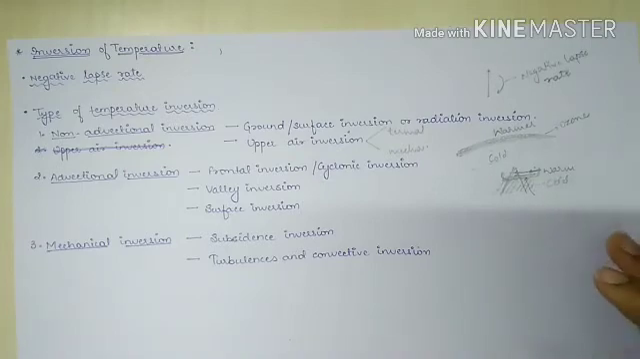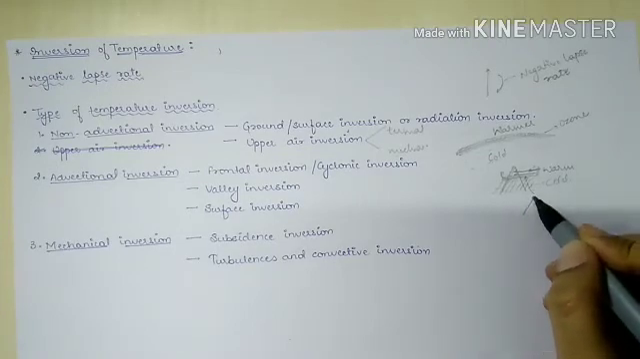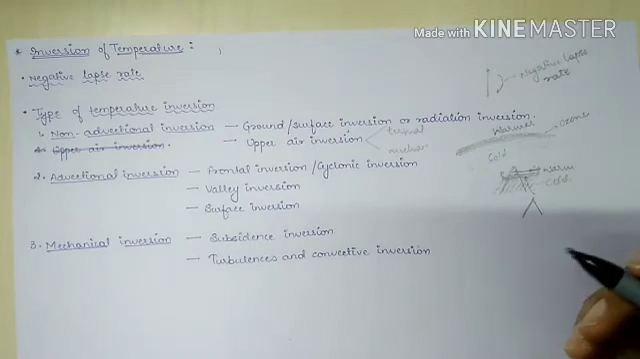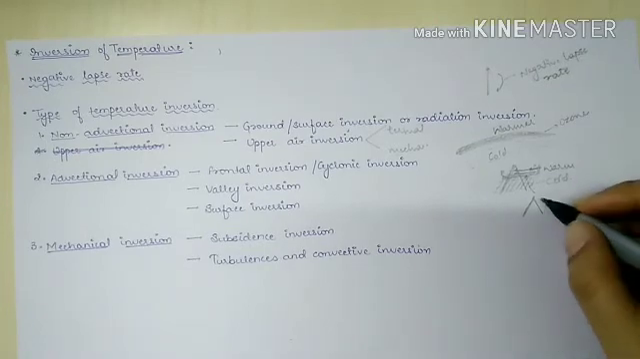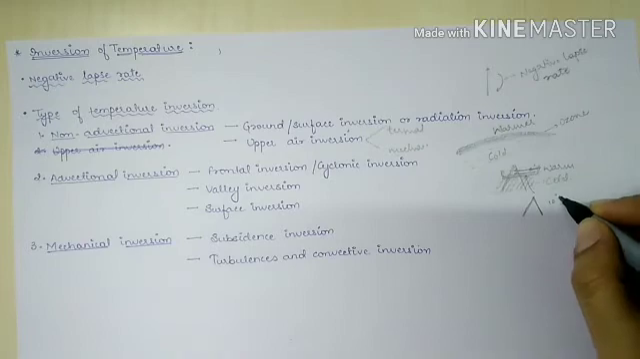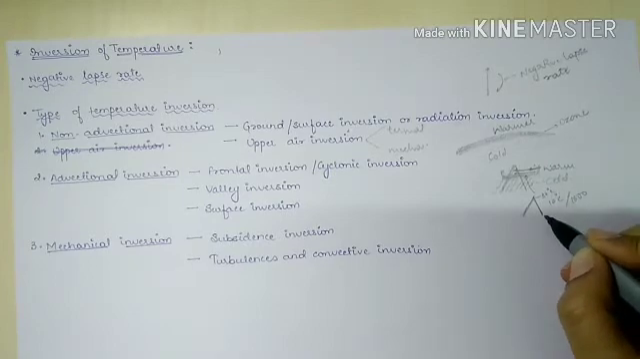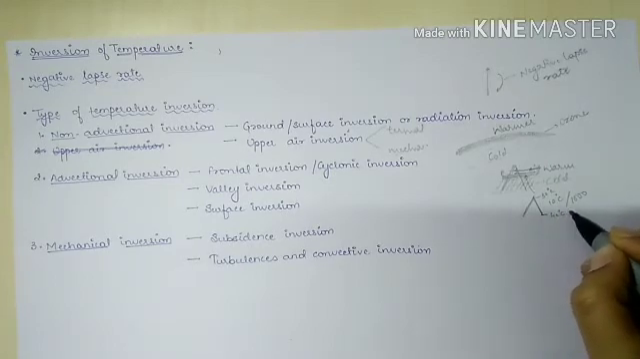Now the next reason is the descending air. It warms itself at the rate of the dry adiabatic lapse rate, that is 10 degrees Celsius per 1000 meters. So if its temperature is 30 degrees Celsius here, as it comes down, its temperature will become 40 degrees Celsius.